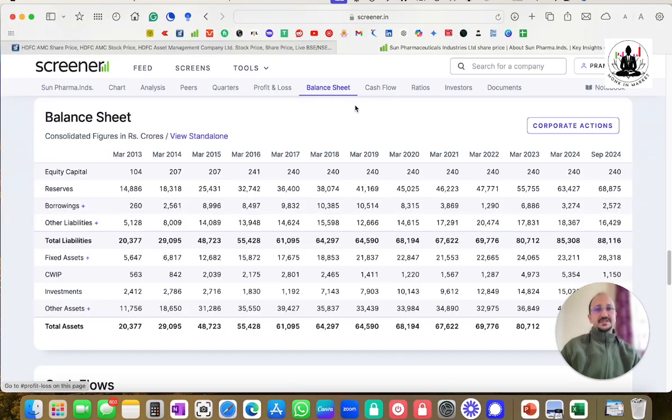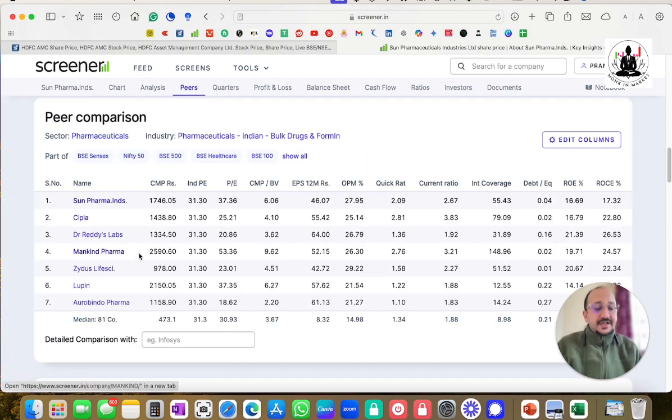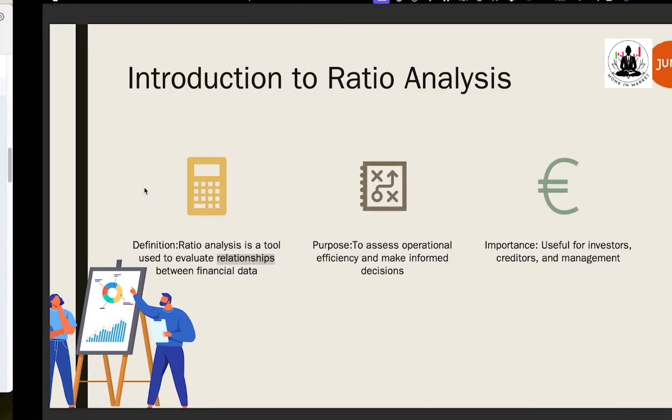For example, let's see the balance sheet. So the current ratio would be a relationship between current assets and current liabilities. So I am having a relation between two headings of the balance sheet. Similarly, the ratio could be relationships amongst companies. So if I want to compare one company to another company, the best thing that I can use is ratio.